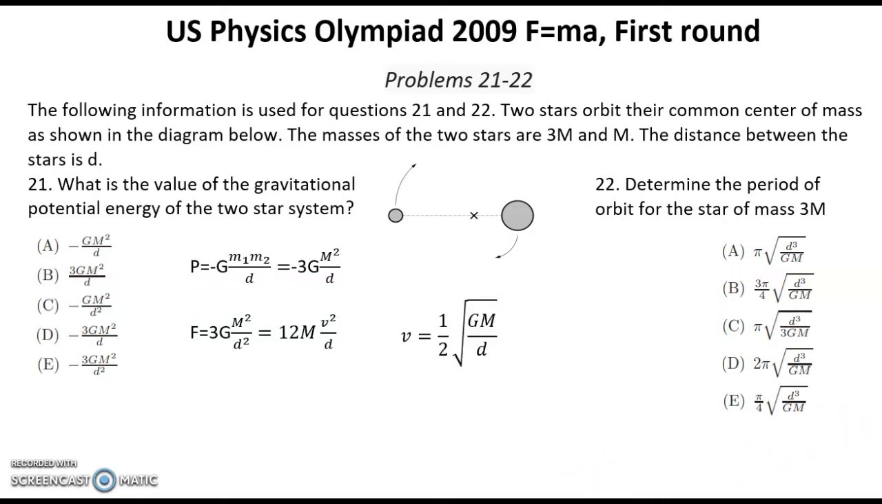That's this one, 1/2 square root of Gm over d. And now to find what is the period, we just need to use this formula. Period equals 2 pi r over v, where r is the radius of orbit. In our case it's 1/4 d, and v is already counted. So finally we have this result, which is correct answer A.